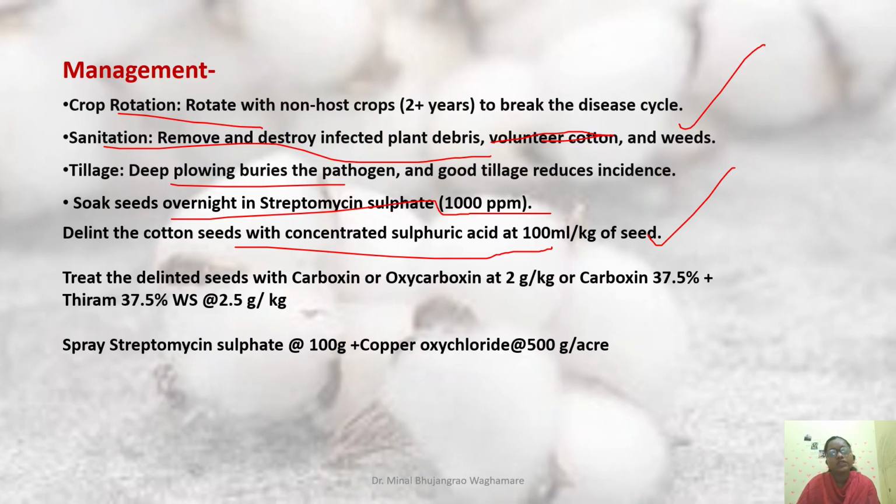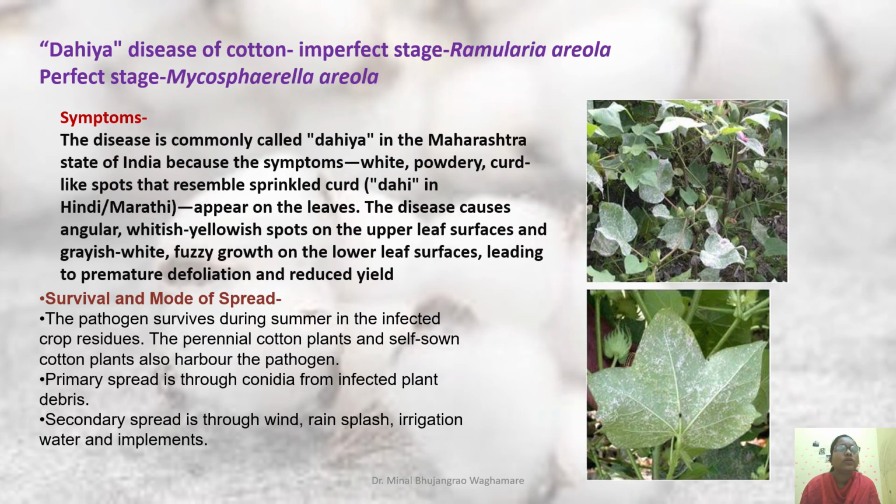Treat the delinted seed with carboxin or oxycarboxin at 2 gram per kg, or carboxin plus thiram. We can also go for a streptomycin sulfate spray at 100 gram along with copper oxychloride at 500 gram per acre. Coming to the next disease, that is Dahiya disease of cotton.